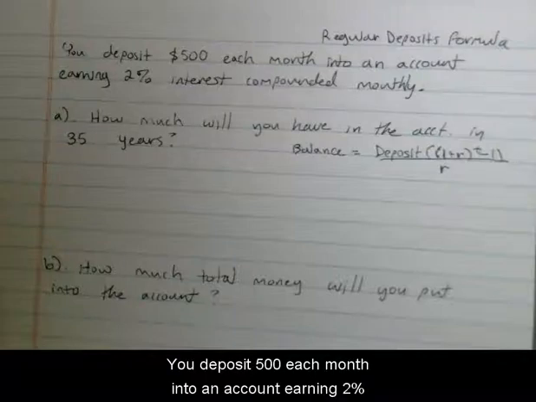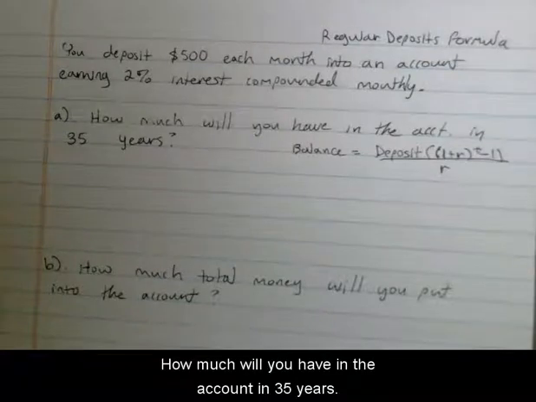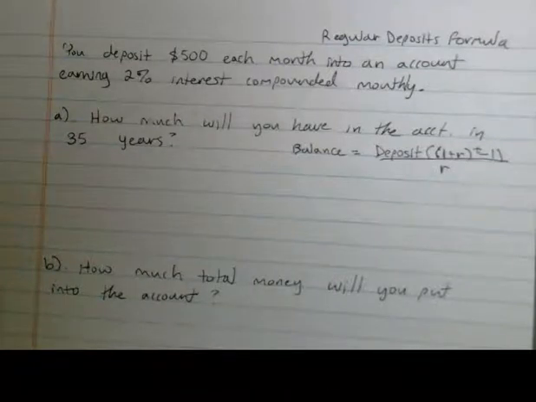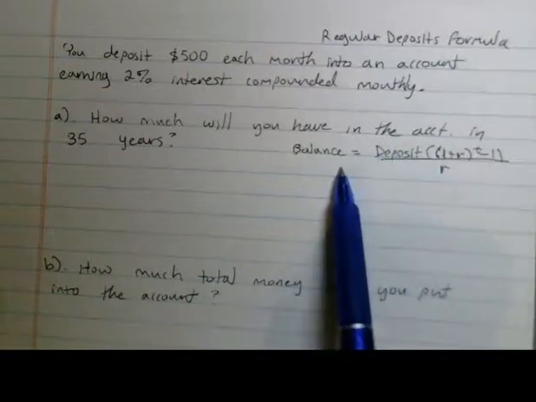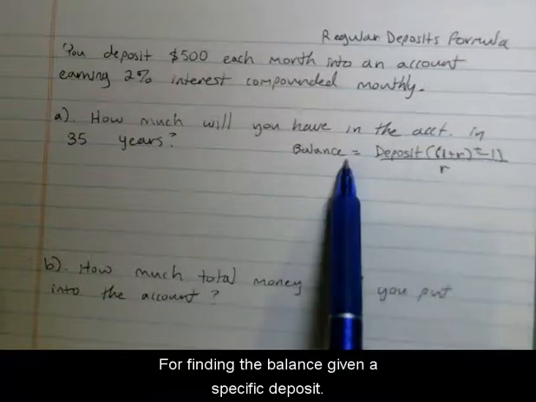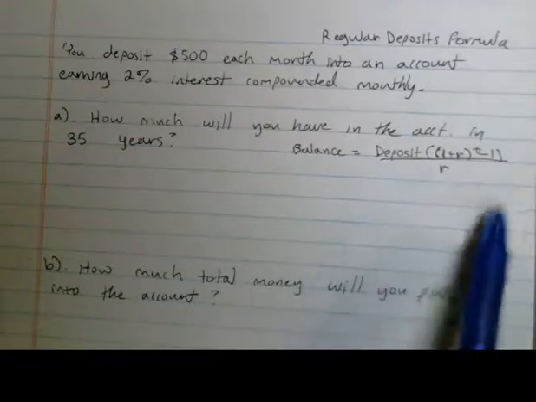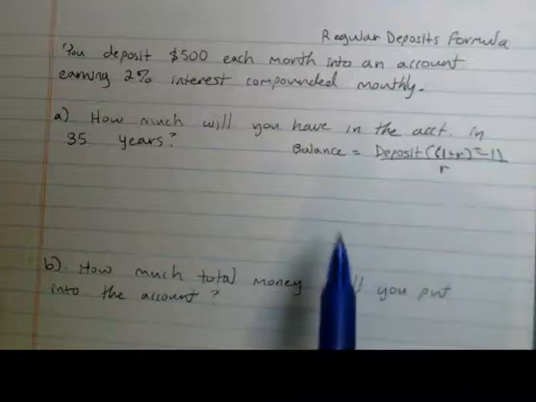You deposit $500 each month into an account earning 2% interest compounded monthly. How much will you have in the account in 35 years? To find how much we'll have, we'll use this balance formula, this regular deposits formula, for finding the balance given a specific deposit, and using compounded monthly for R.